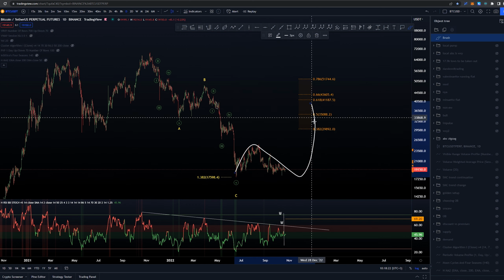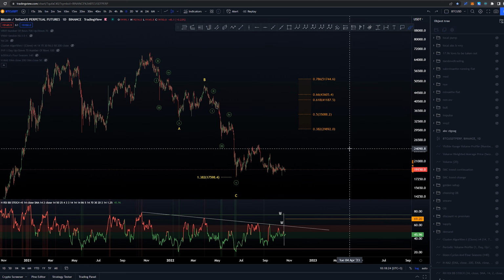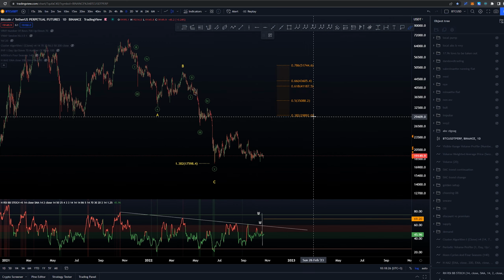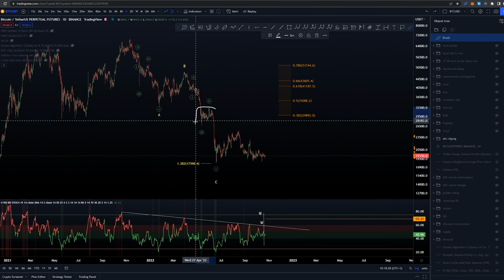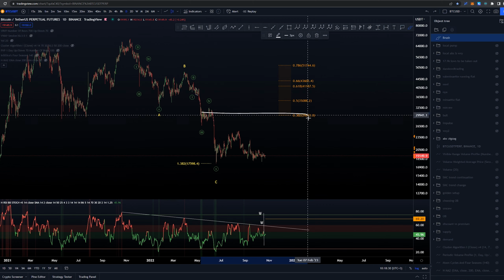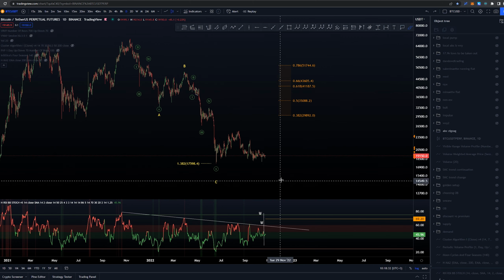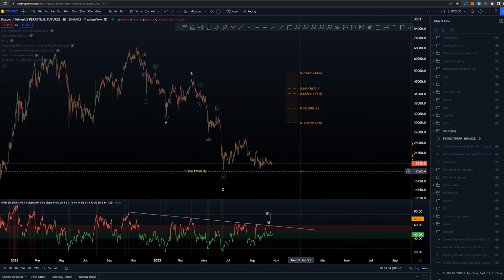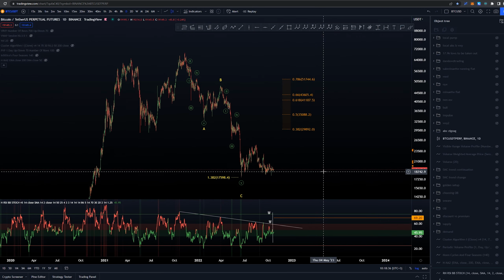Then we would be looking for some kind of connector wave here at least, or we would be getting a much larger structure at some point, at least getting to that 30k area where we have this higher order block, and then looking for downward pressure again afterwards. That is still very much a possibility.